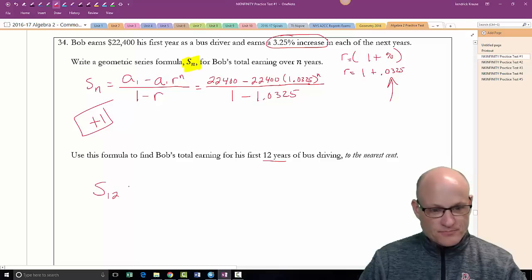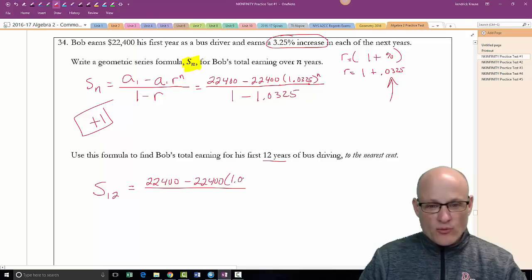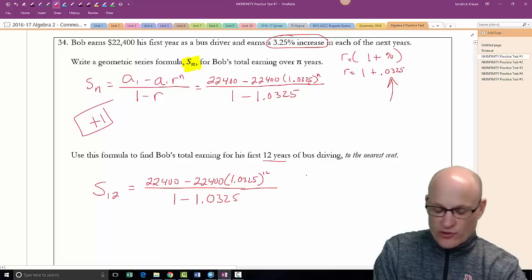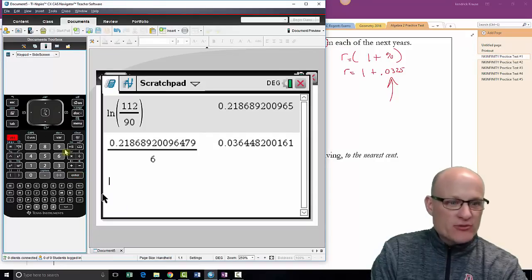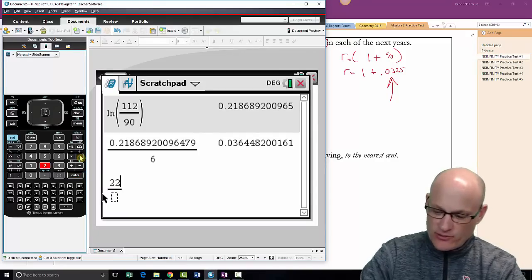So S sub 12 is equal to 22,400 minus 22,400 times 1.0325 to the 12th. We're modeling this problem. I know this is our problem, but we're modeling it after one we saw on an old Regents exam. As you can tell, I'm not a fan of this question. When I first saw it, I was like, what is that? So I go over to my calculator, because I have to. I hate using the calculator.